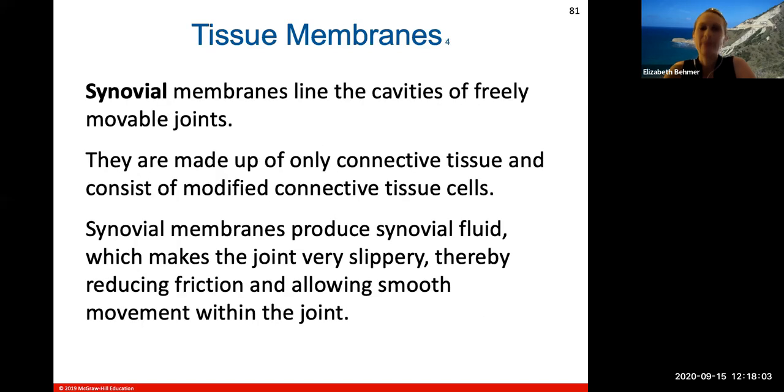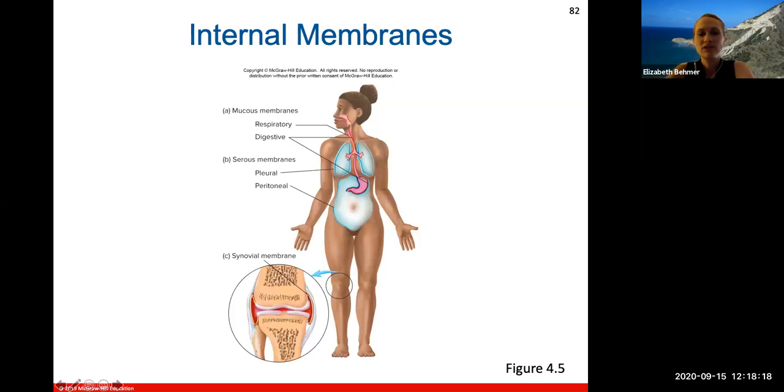Then synovial membranes line the cavities of joints. Synovial membranes produce synovial fluid, which makes the joint very slippery and thereby reduces friction, which is good because you want your joints to move, especially in your knee. So these are examples of the different internal membranes.